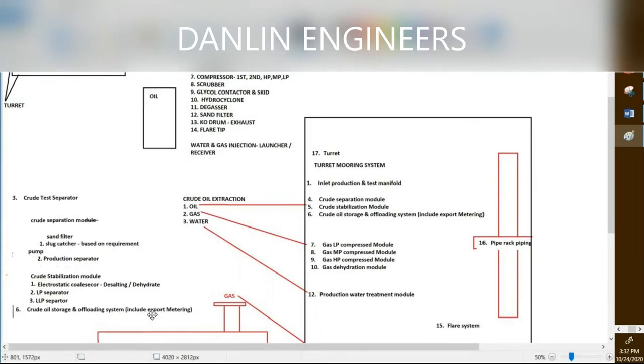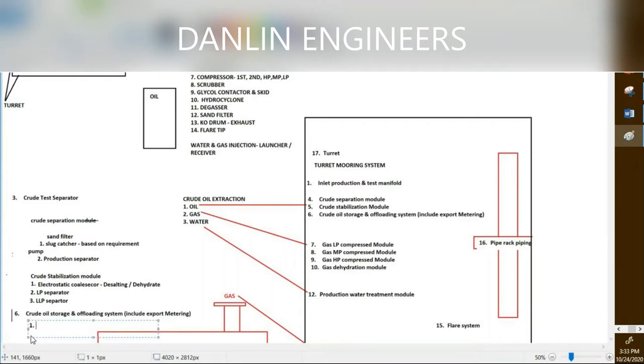Then the final thing is the crude oil. After the LP separator, the oil has to be cooled. We have to cool it, and then it will be offloaded. We have to make the storage tank, and it has to be stored in the tank and then offloaded. The cooler brings the oil to 60 degrees Celsius, right?